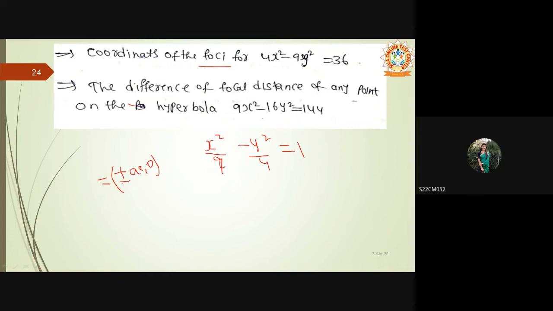Plus or minus root 13 comma 0, sir. Yes, plus or minus root 13 comma 0. Correct answer. Next question.